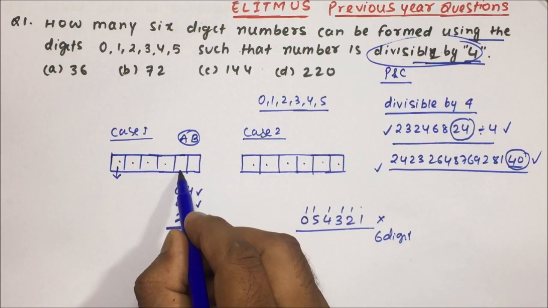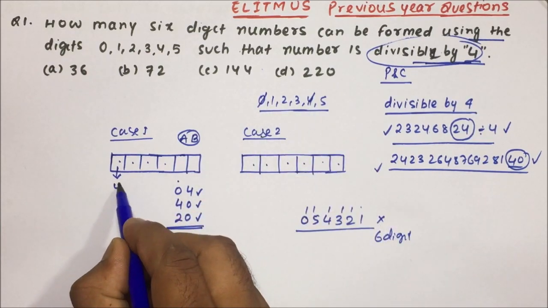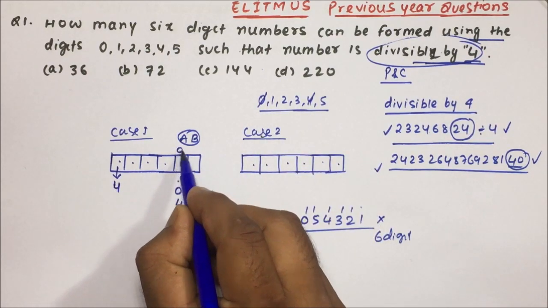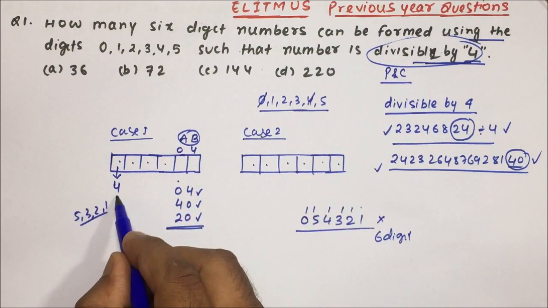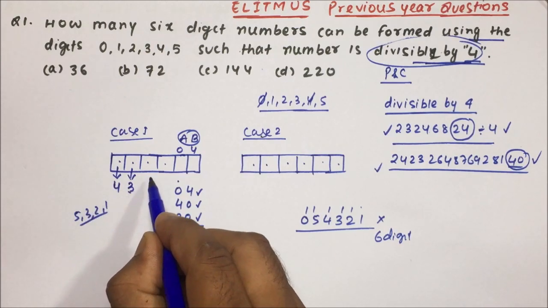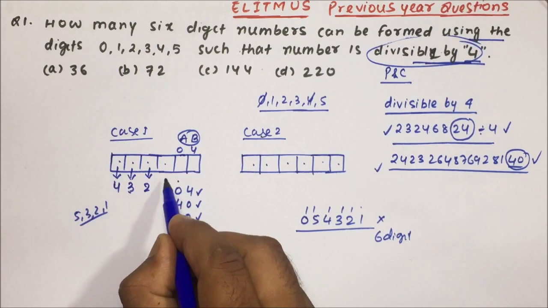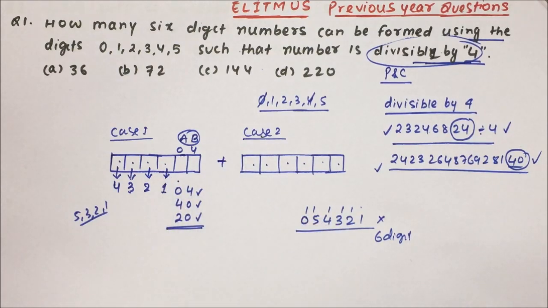Any 2 digits I will be using here. Suppose 0 and 4 are used in the last places, then I have options 5, 3, 2, 1 for the remaining places. Out of that I can put any number here. Suppose I am using 5 here, then one choice will reduce again, and after that one choice will reduce again, and again one choice will reduce. So friends, this is one case. You might have understood. If not, we will see again.